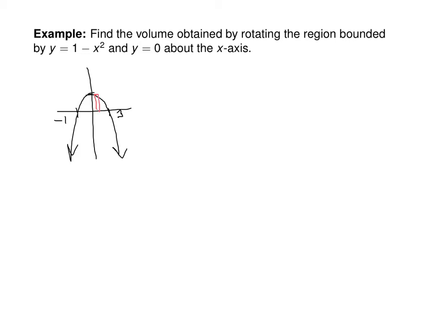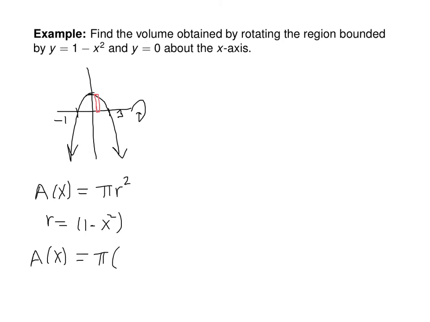So I slice it up. When I spin about the x-axis, the area of my cross-section is once again going to be pi r squared, and the radius is the distance from my axis of rotation up to my curve. In this case, my radius is 1 minus x squared. So the area of my cross-section is pi times (1 minus x squared) squared.